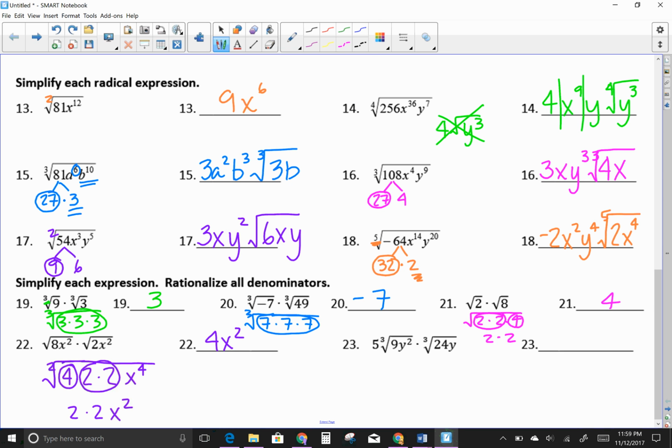Same one. This time I have cube roots. The 5 is on the outside. It's going to stay on the outside. But I am not going to multiply 9 times 24. I need 3 of something before I can bring it out. So I'm not circling that.